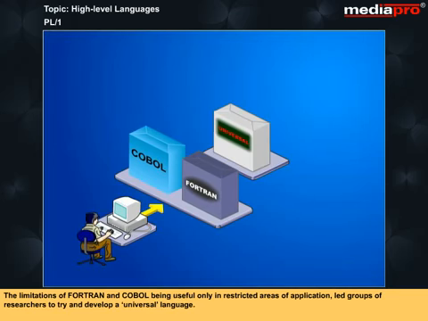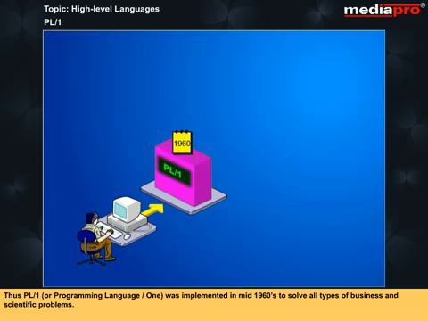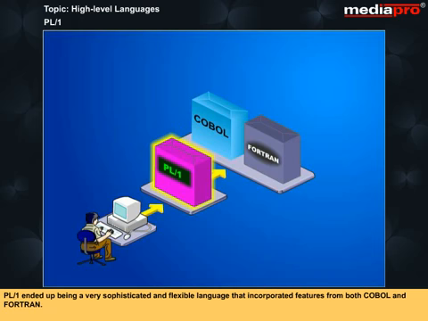The limitations of FORTRAN and COBOL, being useful only in restricted areas of application, led groups of researchers to try and develop a universal language. Thus, PL1, or Programming Language 1, was implemented in the mid-60s to solve all types of business and scientific problems. PL1 ended up being a very sophisticated and flexible language that incorporated features from both COBOL and FORTRAN.